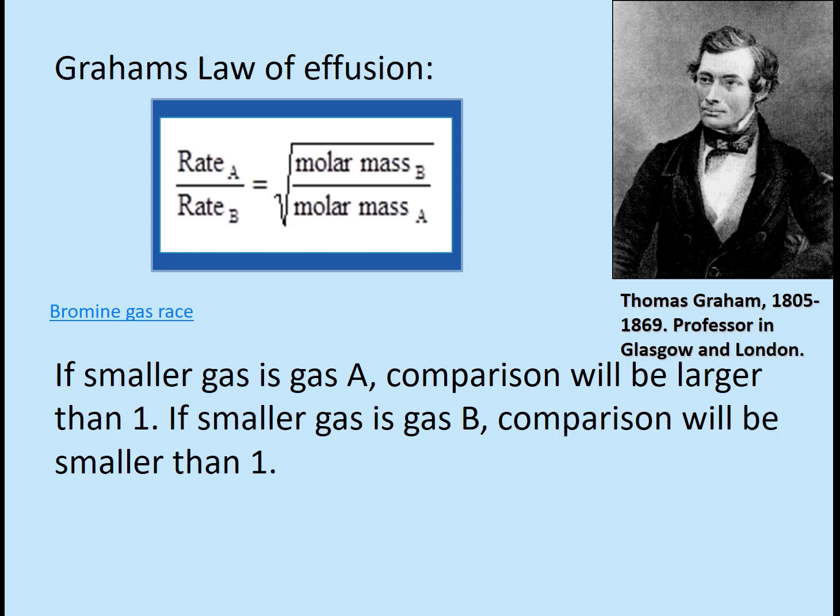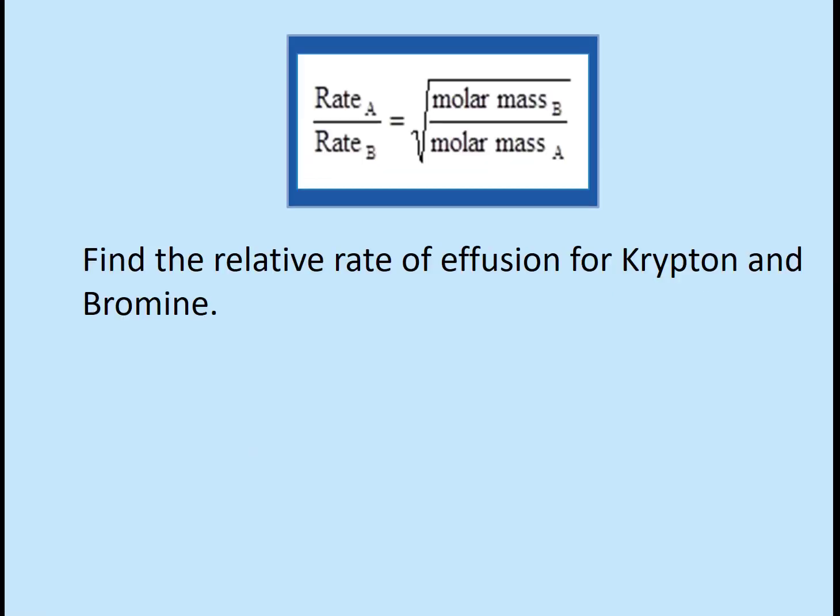So this is Graham's law of effusion, and I recommend that when you're doing this formula that you have the smaller gas be gas A. So then when you're taking the square root of the masses, you'll have the larger number on top. And it just makes it so that you end up with a whole number. So let's do a problem.